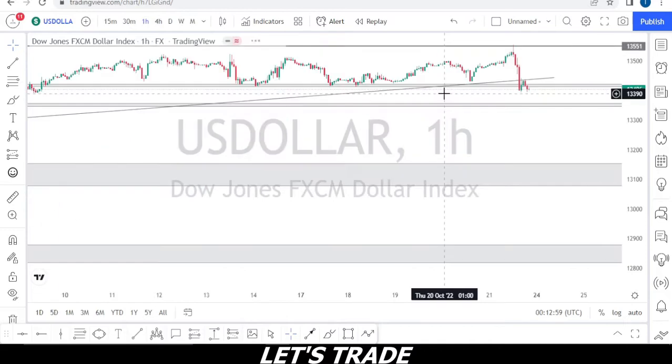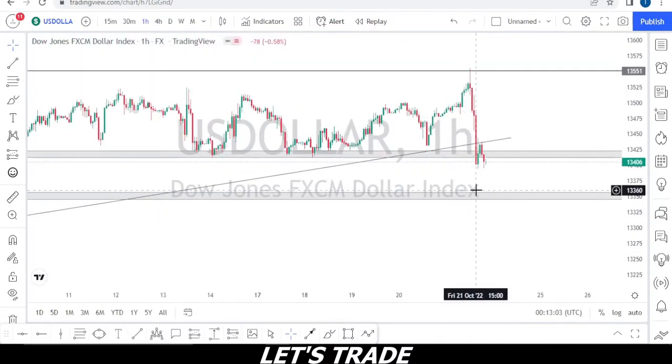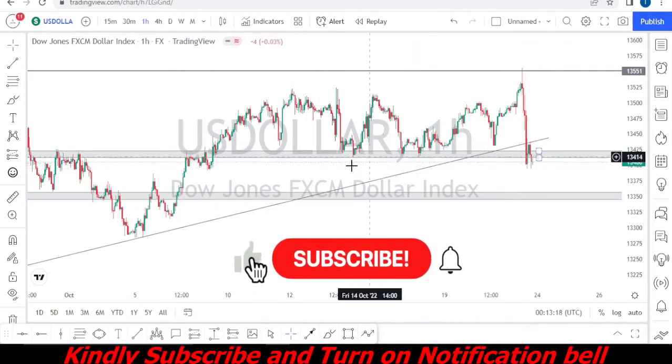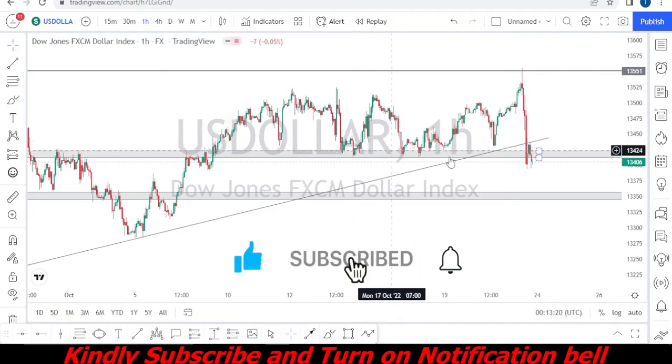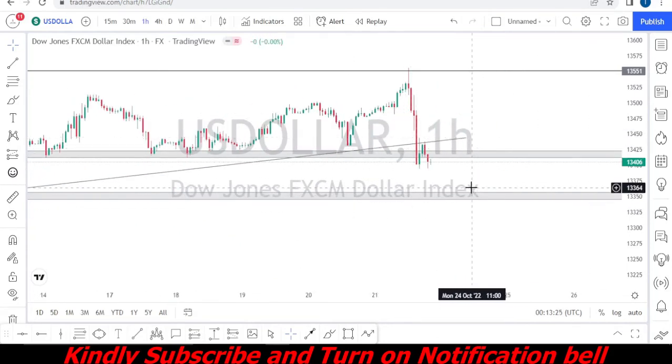Let's scale down to the 1-hour time frame. On the 1-hour time frame, we've blasted below the trend line and we've gotten something like a retest, right? And if you look at this zone here, we've been ranging, we've broken below that range, creating a new lower low. As you can see, we are trading below these lows here. So for next week, I'll be expecting price to keep pushing down.